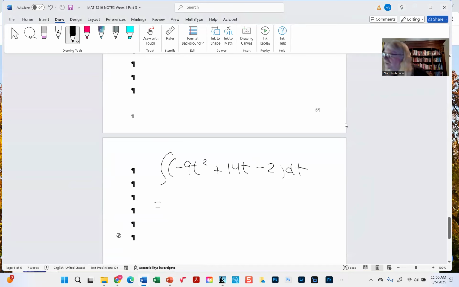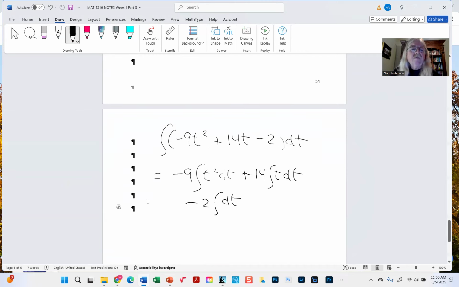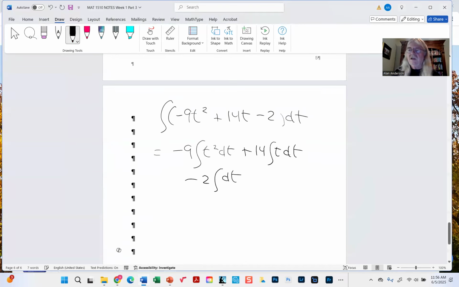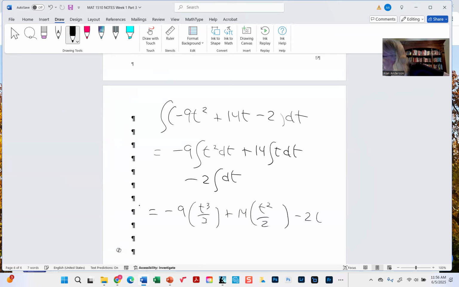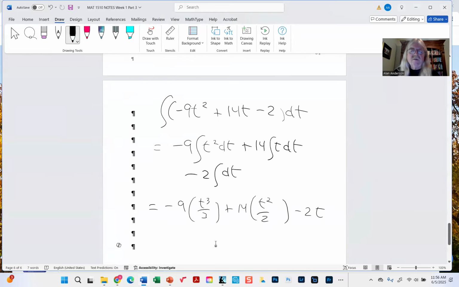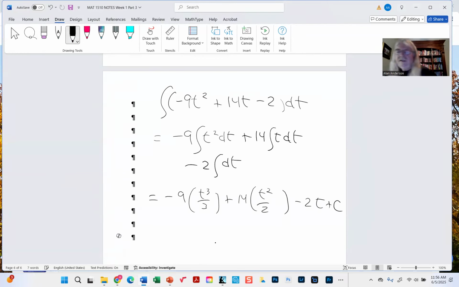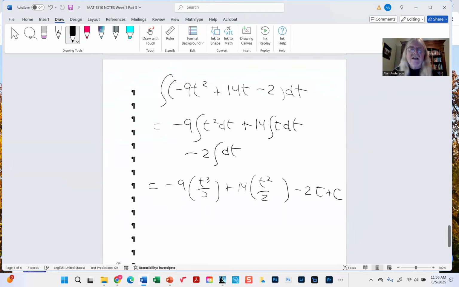So you can break it up into 3 separate integrals. I'm just automatically moving the constant to the outside. Okay. And then, with the understanding that each one individually has its own constant, we can just consolidate them at the end. We end up with minus 9 t cubed over 3, 14 t squared over 2, minus 2t. And then we just simplified a little bit. Don't forget the constant.